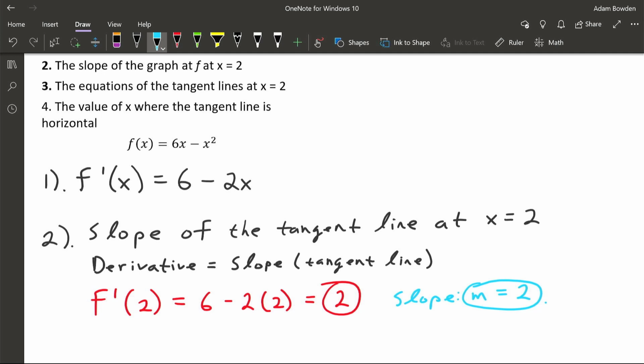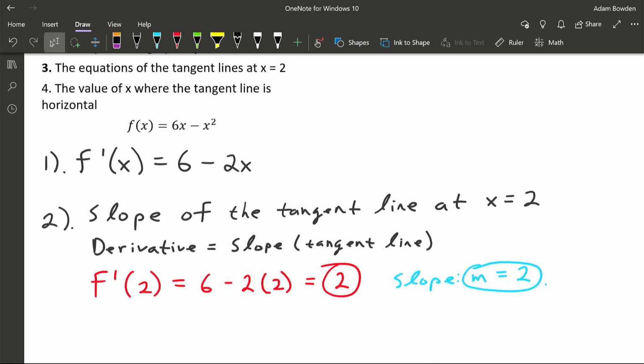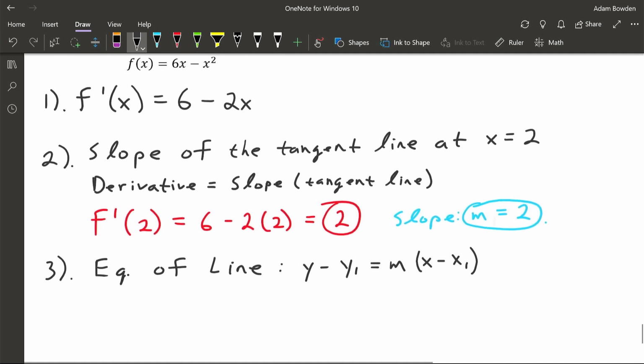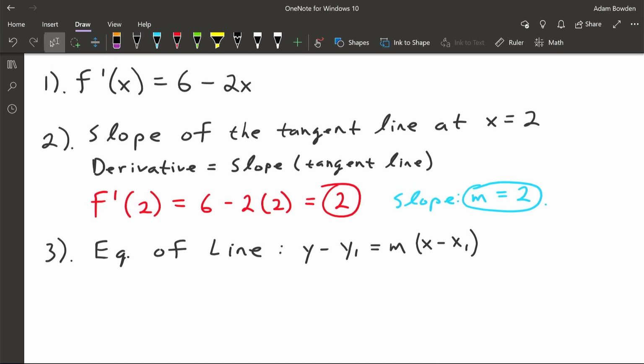Okay, the next part says to find the equation of the tangent line at x equals 2. So to do the equation of a line, we need to use point slope form: y minus y1 equals m times x minus x1. So let's do that here. We have our point. We have x equal to 2. We need to get the number for y.